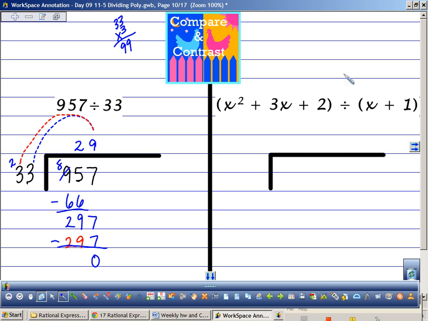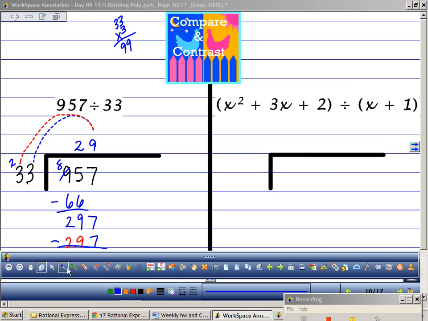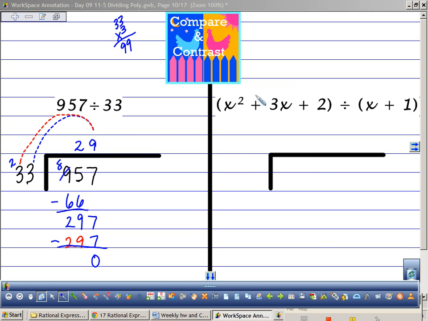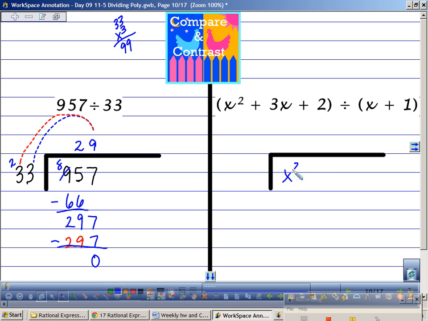Let's use the same method. We're going to do this now. Are you guys scared? You shouldn't be. All right, so I have x squared plus 3x plus 2 and x plus 1. I want you to treat this like this is the ones place and this is the tens place.